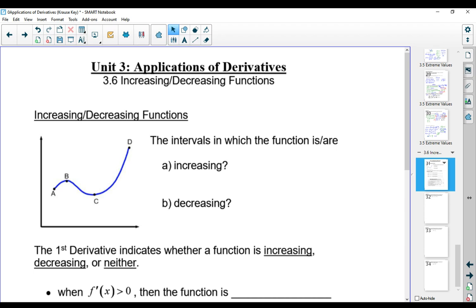Welcome back to another exciting lesson for calculus. Today we're going to be talking about increasing and decreasing functions.